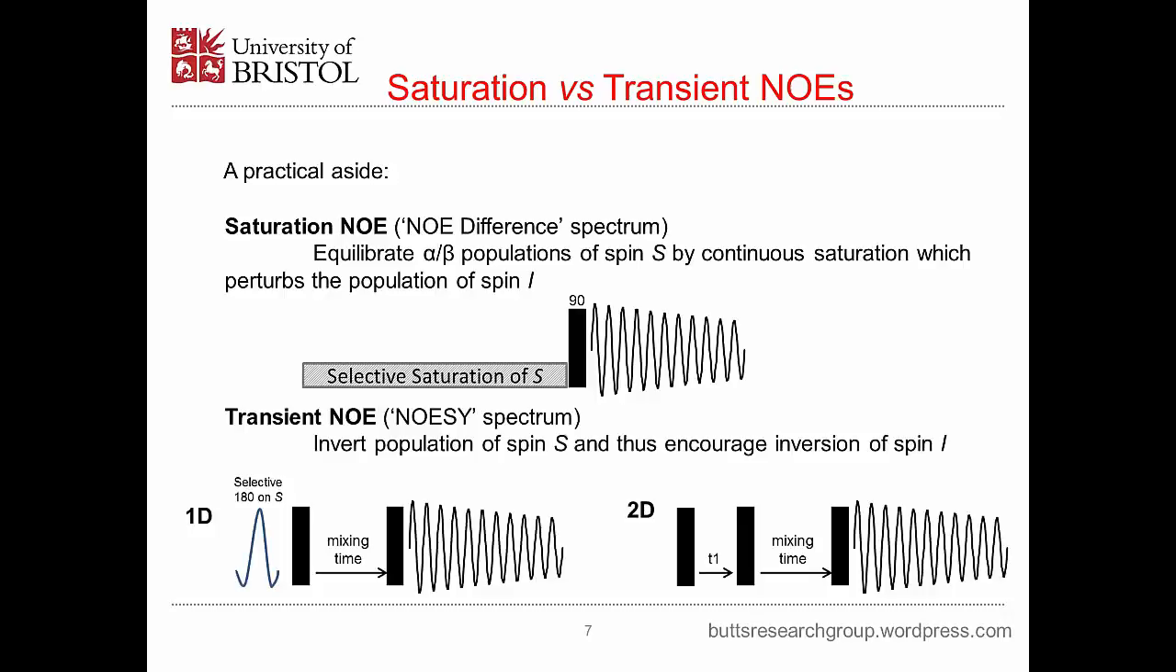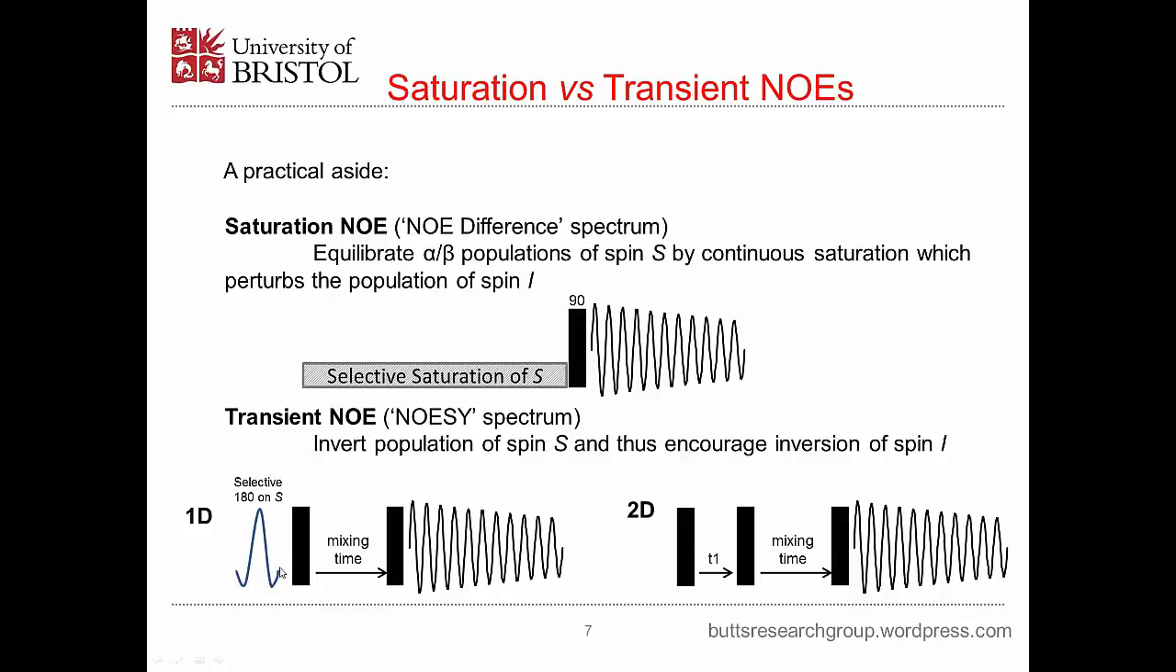Instead, we're going to look at the transient NOE experiment, which is, relatively simply put, an inversion of the population of one spin, S, which causes a perturbation in the population of a second spin I, which is close to it in space. Experimentally, we do this in a couple of ways. In a 1D NOE, it's very easy. You just selectively invert S, wait for a period of mixing time, and then measure your spectrum and see what's happened to spin I. In a 2D spectrum, you do the same thing, but with a t1 evolution period in order to extract the second frequency. So the end result of these two experiments is grossly the same.